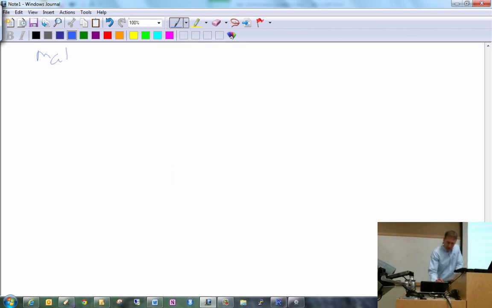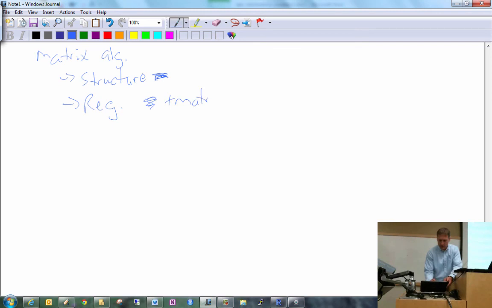Then we spent a day on matrix algebra. Of course, the very basics, the structure of a matrix. How are things organized inside of the matrix? We spent some time talking about regression and matrix algebra, beta hat equal to (X prime X) inverse X prime y, for example.